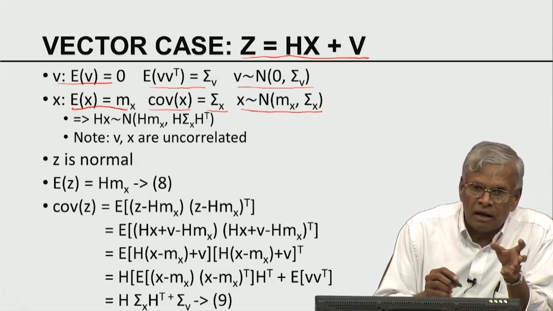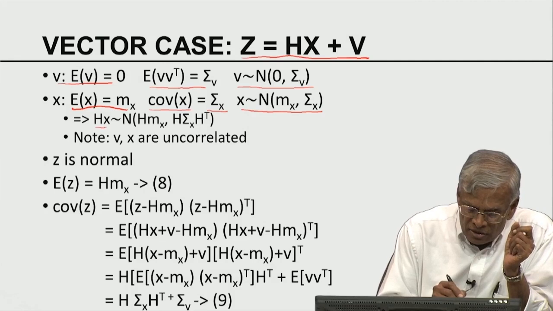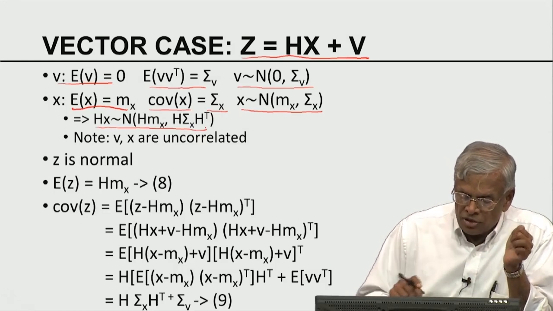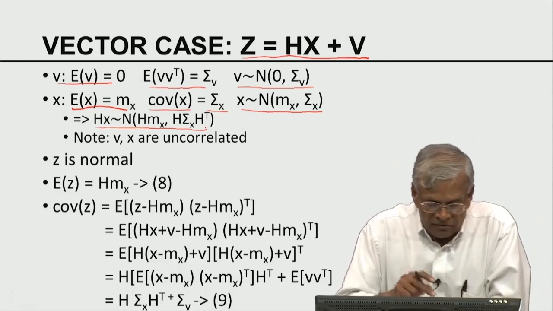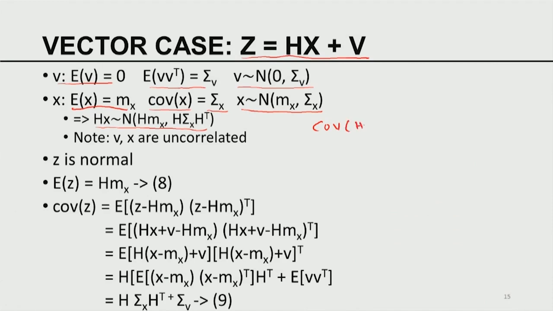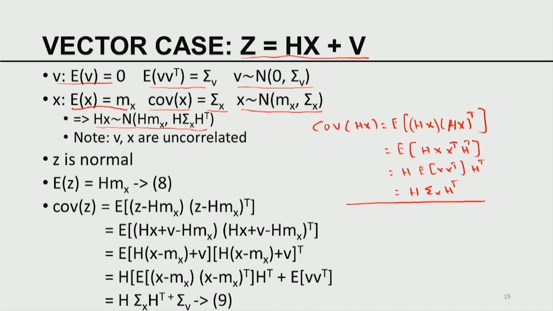Therefore, h of x is a deterministic function of x. So h of x is random because x is random. H of x has a distribution which is h times m_x, and its covariance is h sigma_x h transpose. That's a very simple exercise in probability theory. So covariance of h of x is equal to expected value of h x times h x transpose. This is equal to expected value of h x x transpose h transpose. That is equal to h times expected value of x x transpose h transpose. So that is equal to h sigma_x h transpose. So that is the formula that comes out of it.